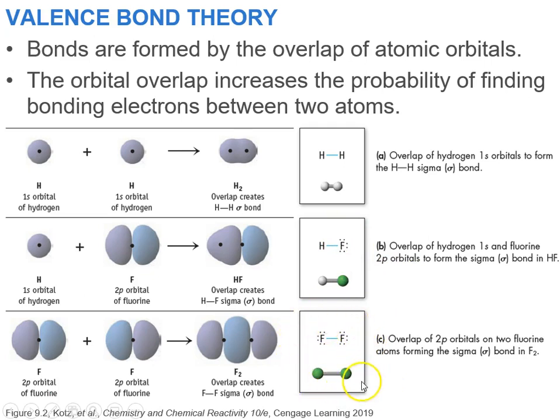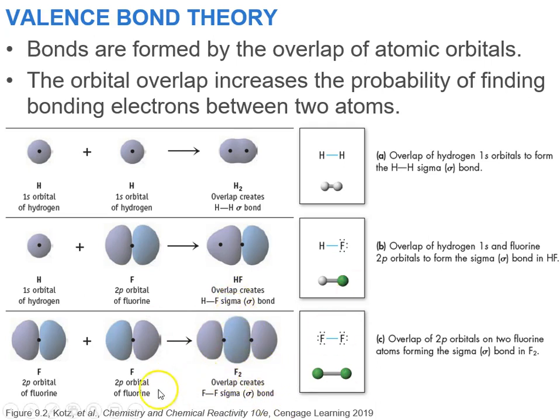Or we can make F2, and again, we'll have two fluorines, and each one of them has three p orbitals and two electrons in each of them except for one, and that's why they need to share. So what happens is two of the p orbitals overlap end to end, and then they share that extra electron, and that's shown in this blue right here.